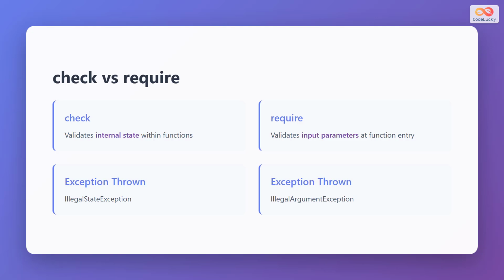It's important to understand the difference between check and require. The check function validates internal state within functions, ensuring your program is in a valid state during execution. It throws an illegal state exception when conditions fail. The require function, on the other hand, validates input parameters at function entry, checking that the arguments passed to your function are valid. It throws an illegal argument exception when validation fails. Use require at the beginning of functions to validate inputs, and use check later in the function to validate state.